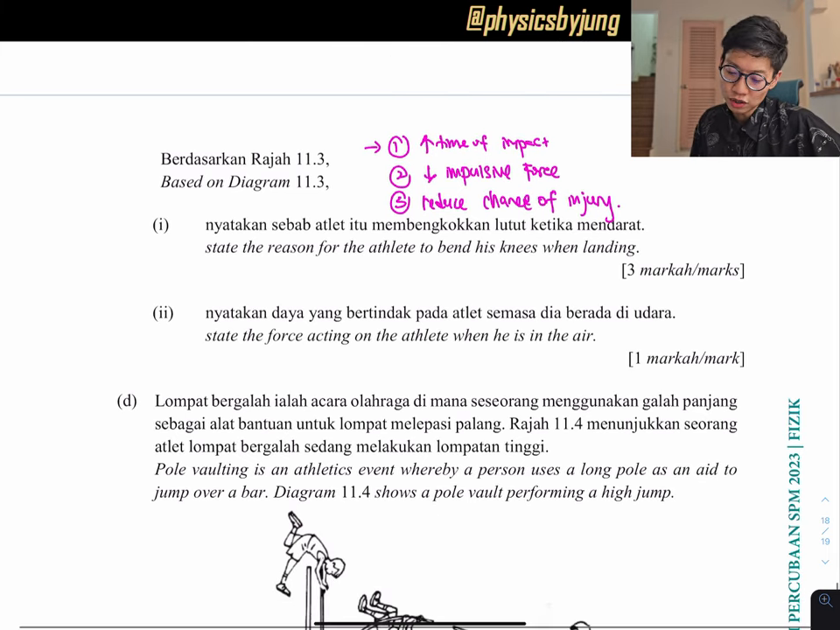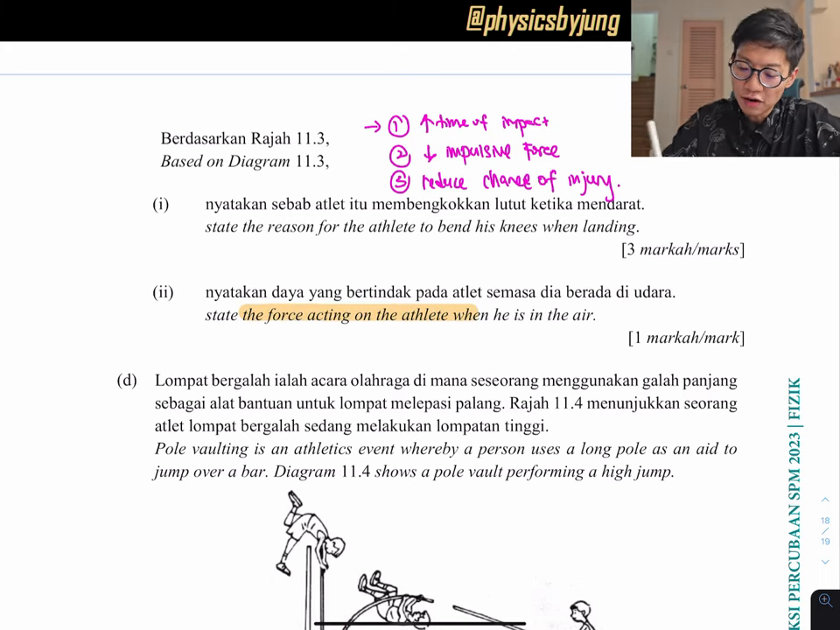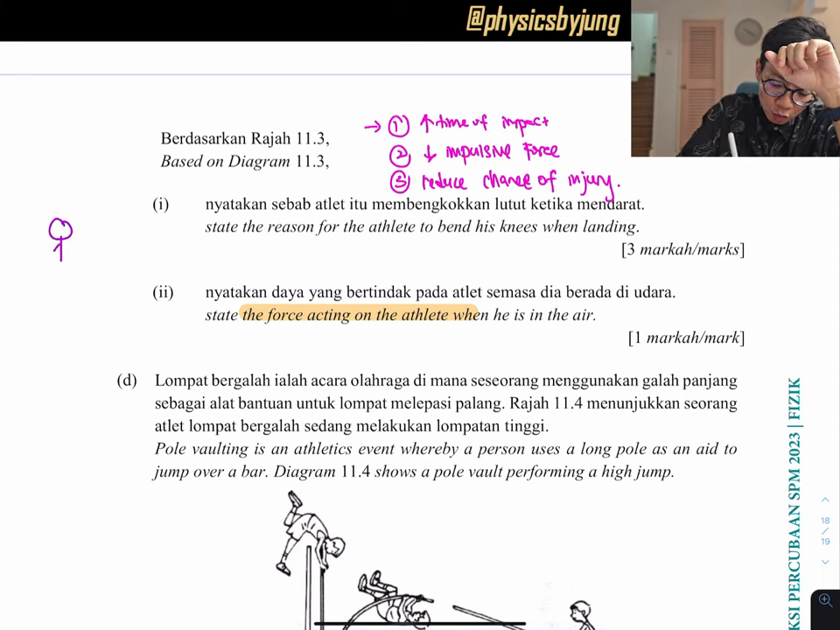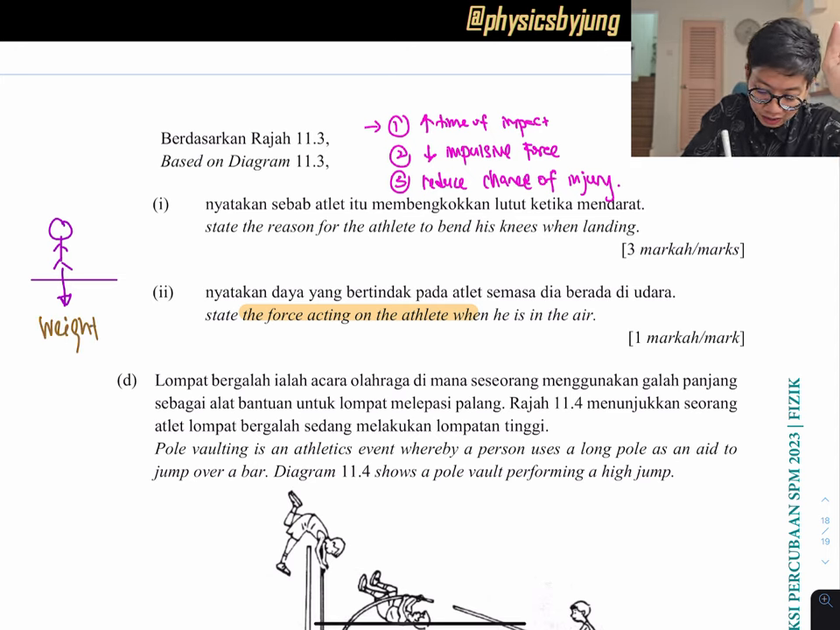Next one, we're going to talk about what is the force acting on the athlete when he is in the air. Force acting on the athlete. Remember guys, if the exam asks you this question, listen properly. What is the force by the person going down? This picture that I've just drawn here is not gravitational force, guys. It's not gravitational force. This is actually known as weight. Okay, why?